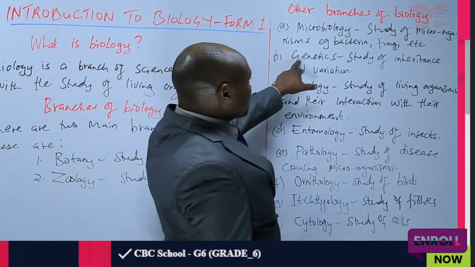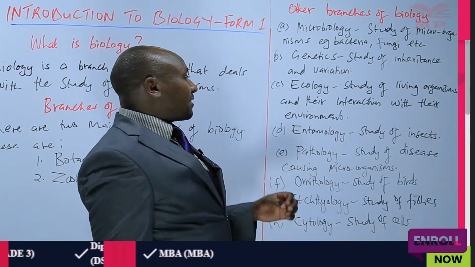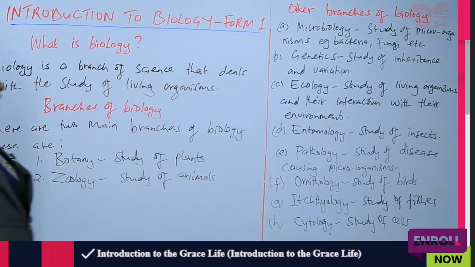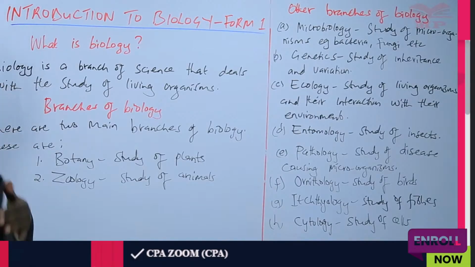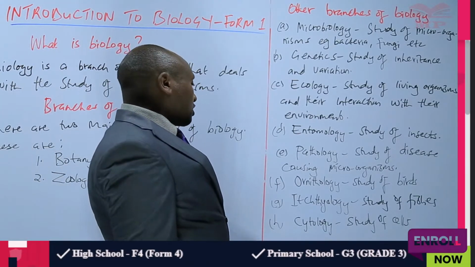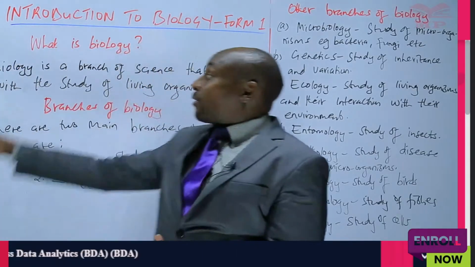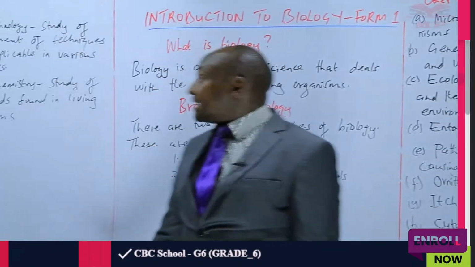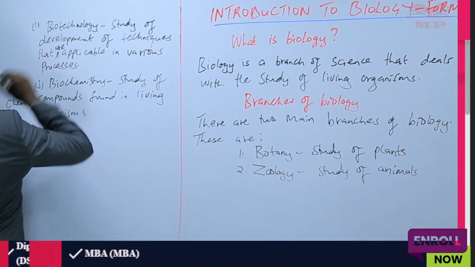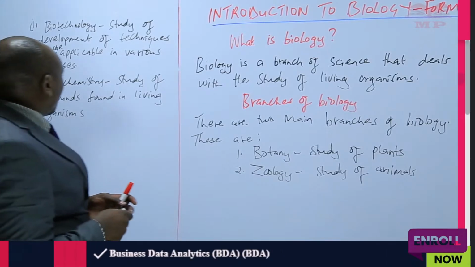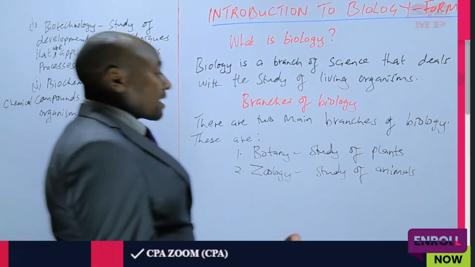We have genetics, the study of inheritance and variation. Ecology, the study of living organisms and their interaction with the environment. We have entomology, the study of insects. Pathology, the study of disease-causing microorganisms. Ornithology, the study of birds. Ichthyology, the study of fishes. Cytology, the study of cells. We have seen biotechnology, the study of development of techniques that are applicable in various processes. And then biochemistry, the study of chemical compounds found in living organisms. So basically those are some of the main branches that we have.